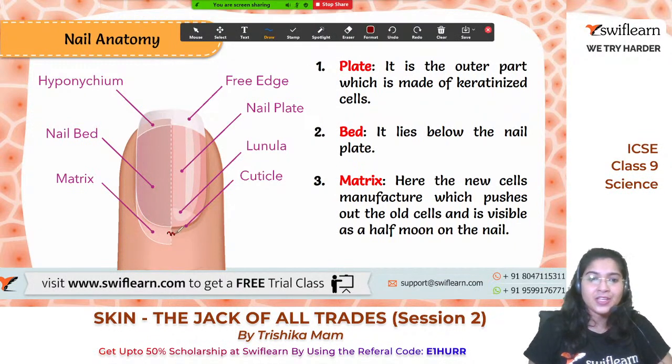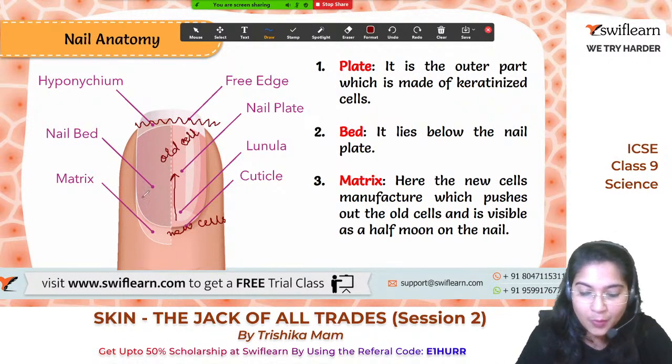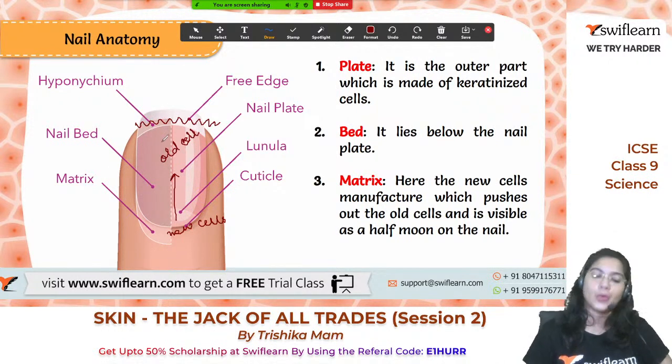So over here the new cells are formed, and the old cells are pushed in this direction. So when it grows, we can just cut the nails over here, right? Whenever the cells become old, they will be pushed outward.